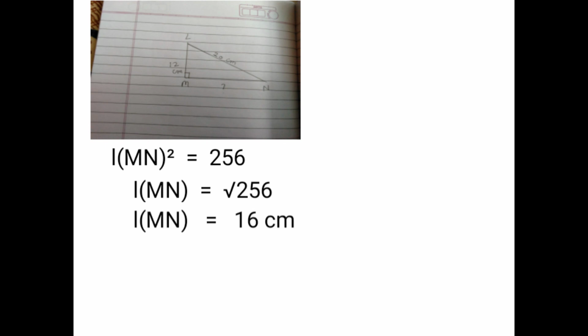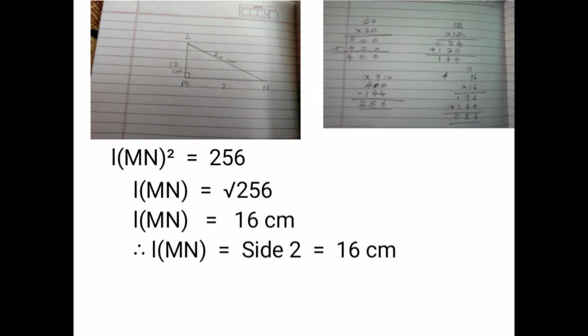Length of MN square is equal to 256. Now remove this square symbol. After removing the square symbol, it becomes square root. Length of MN is equal to square root of 256. Length of MN is equal to 16 centimeter. 16 16s are 256. Therefore, length of MN, which is side 2, is equal to 16 centimeter.